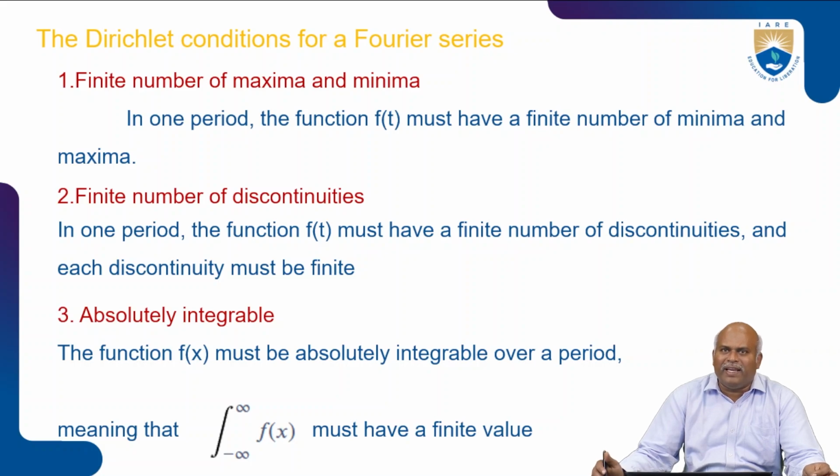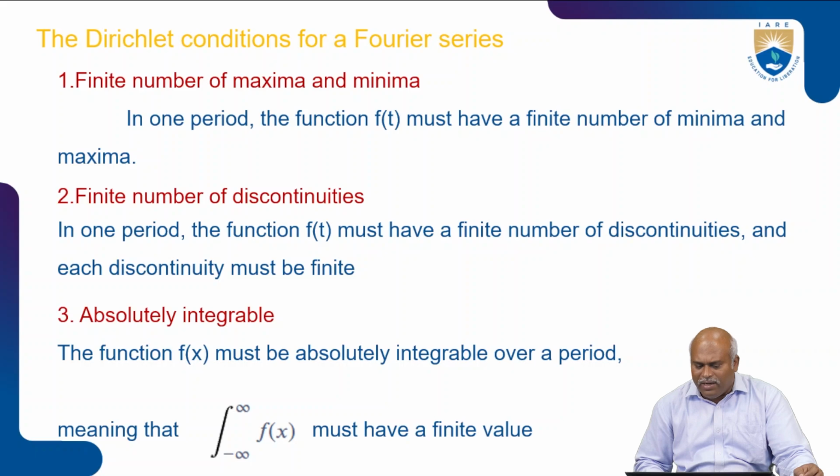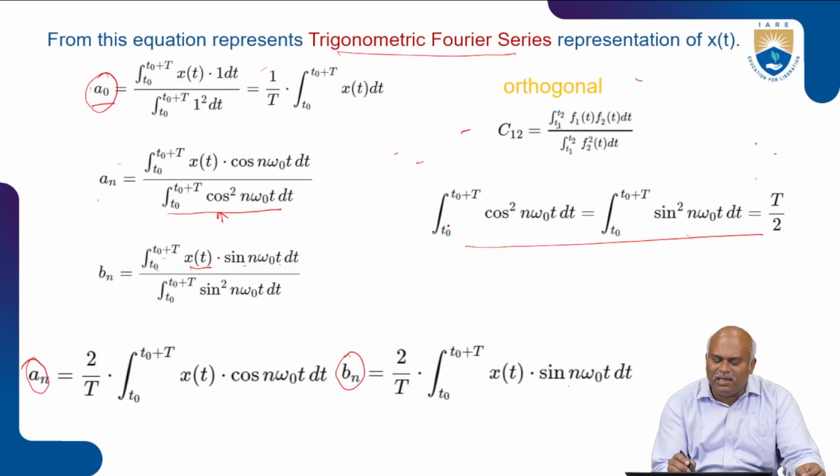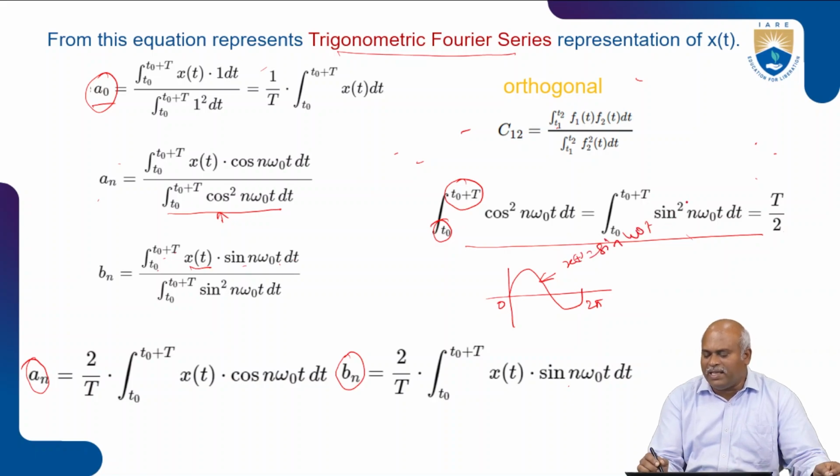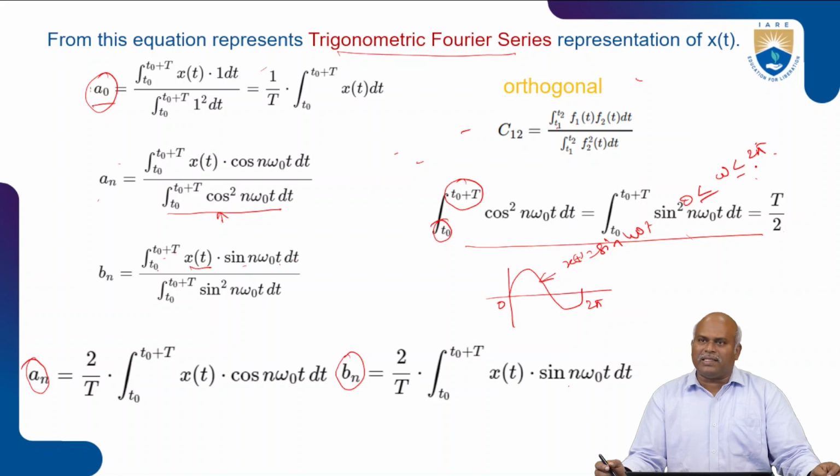First one is a finite number of maxima and minima. When we go for the integration, the limit is present for the minimum as well as the maximum. For example, we take one sinusoidal signal. The minimum value is 0, the maximum value is 2 pi. This sine wave is x of t equals sine of omega 0 t. I should write 0 less than or equal to omega less than or equal to pi.